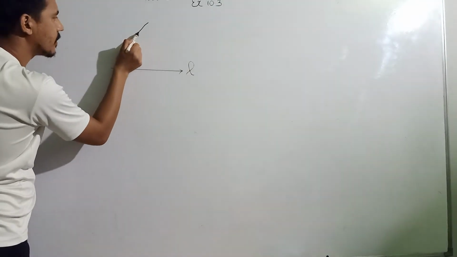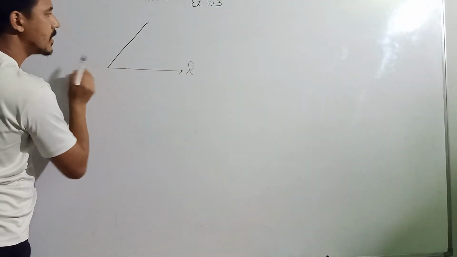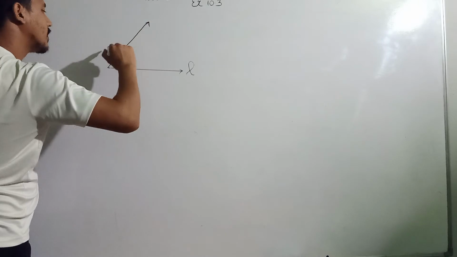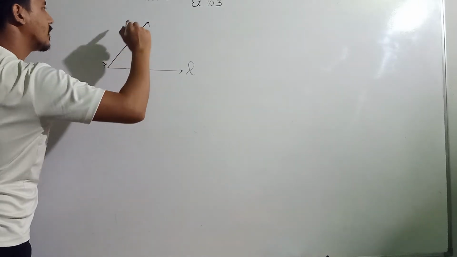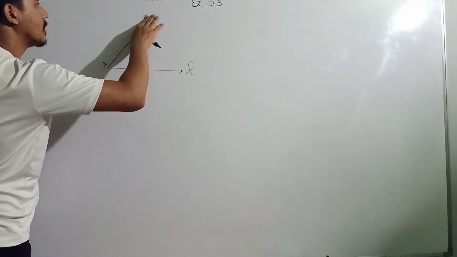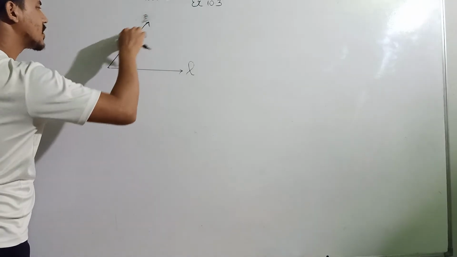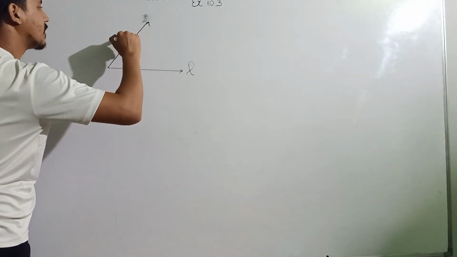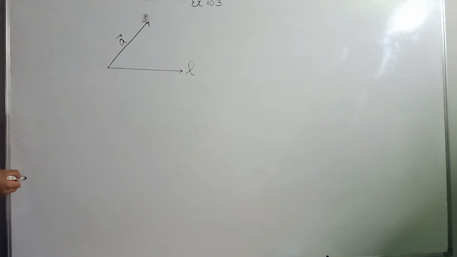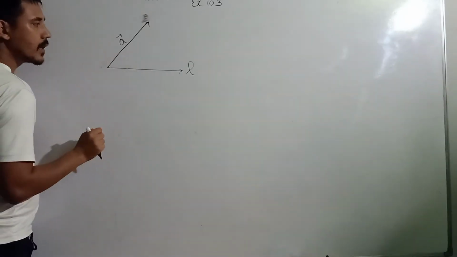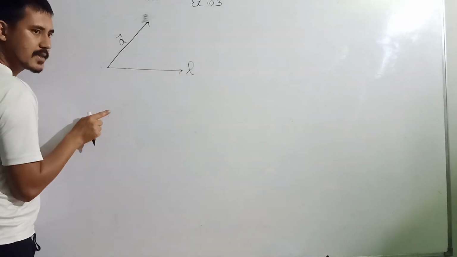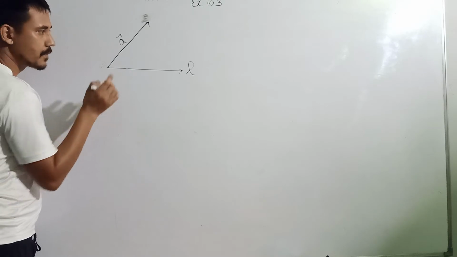And this is your vector AB. L is any directed line. Suppose this is your vector AB. Or in very simple words, let me say that this is your vector A. This vector A is making some angle with this directed line L, right?